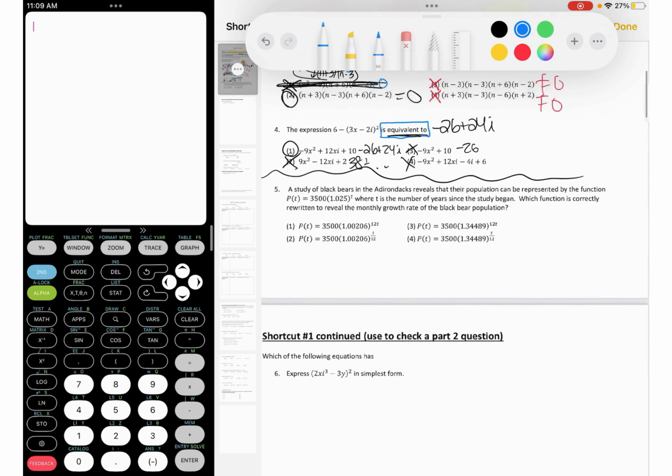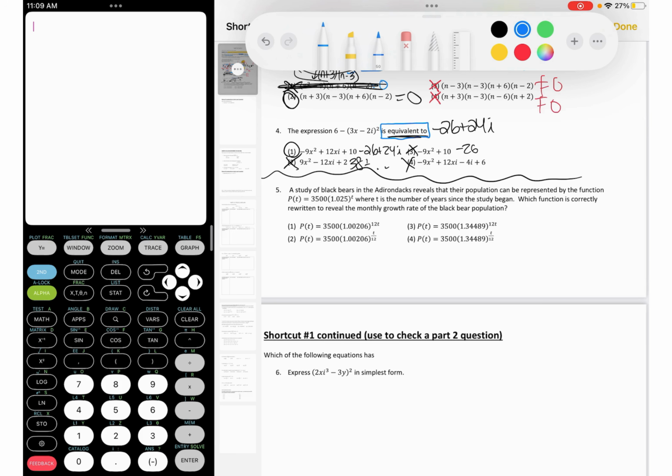So for number 5, I'm actually going to show you the right way to do it first, and then I'll show you the shortcut, and you can see how it kind of helps, kind of doesn't. You'll see. All right, so the correct way to do a question like this, it says a study of black bears in the Adirondacks reveals that their population can be represented by the function blah, where t is the number of years since the study began. Which function is correctly rewritten to reveal the monthly growth rate of the black bear population? If you jumped right into the shortcut for this question, because of its word right here, rewritten also means equivalent. Like if you're rewriting something in a different format, of course it's going to be equal to it, okay?